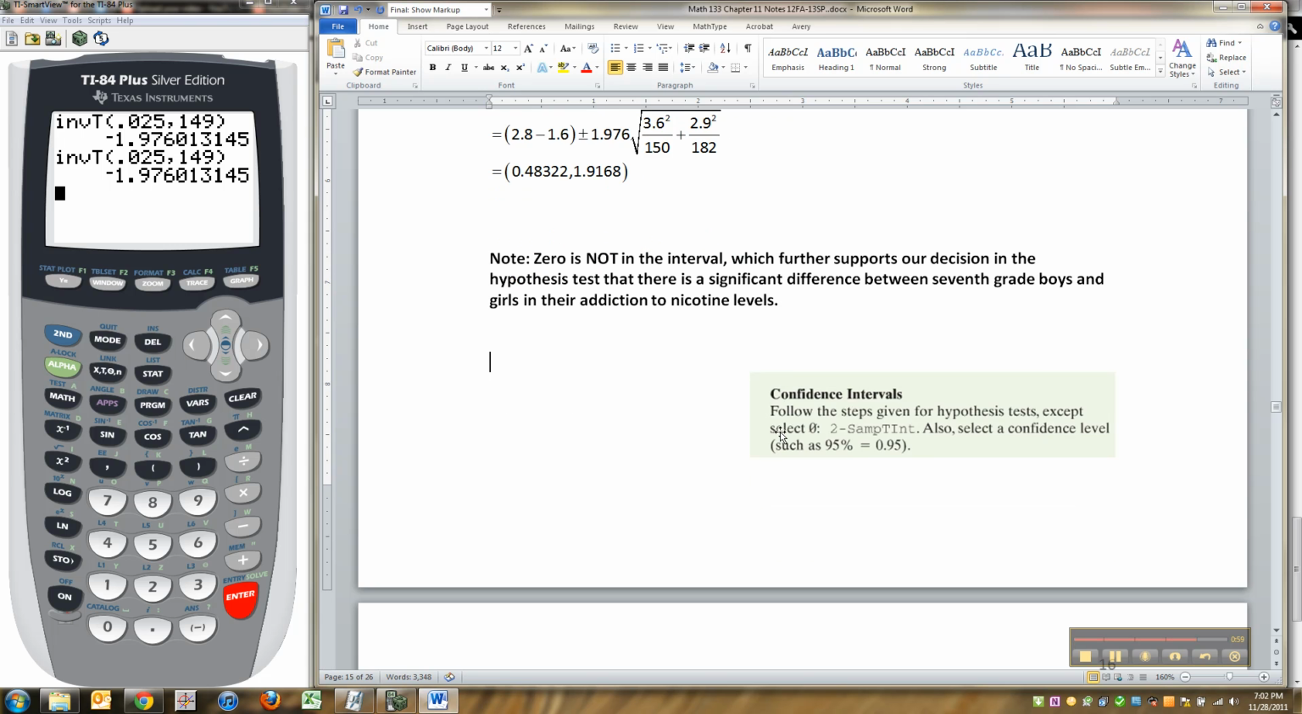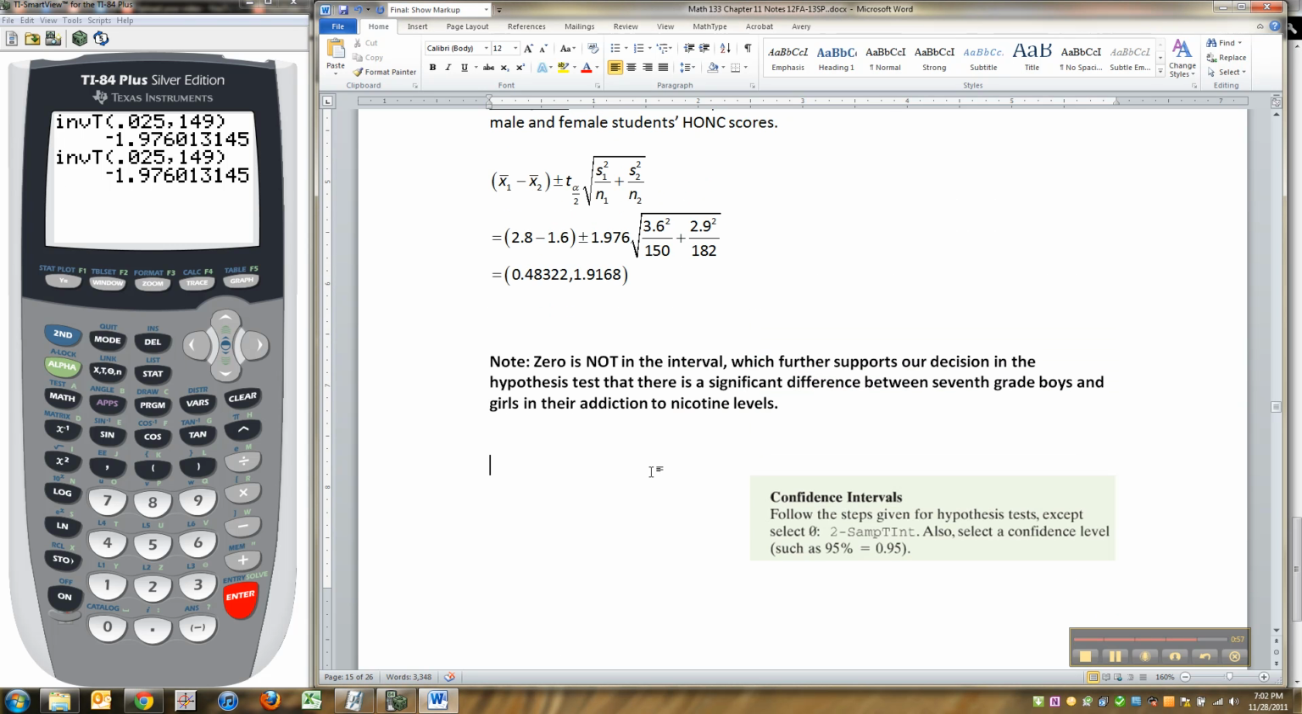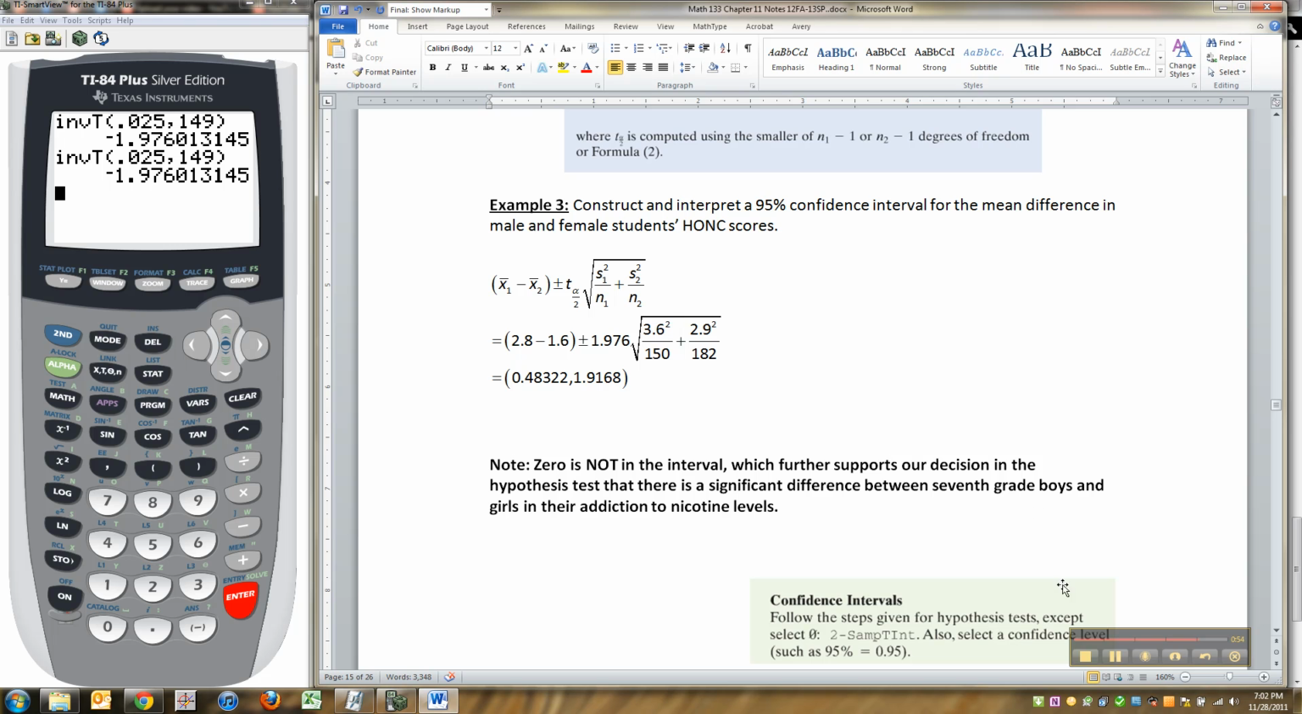All right, we're all set. We found our confidence interval. And that's all we have to do for 11.2. I'll see you back here for some 11.3.